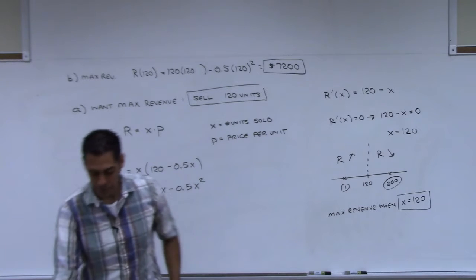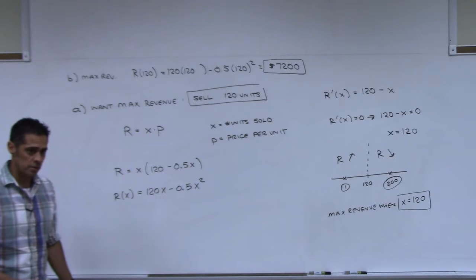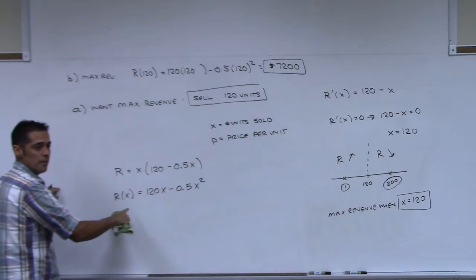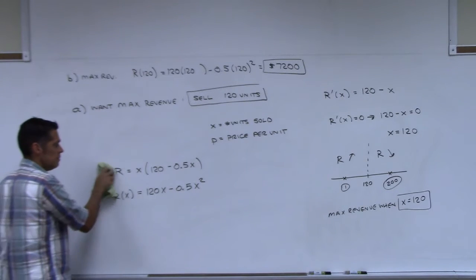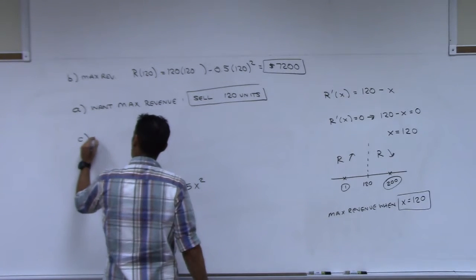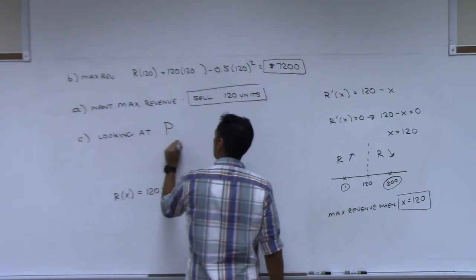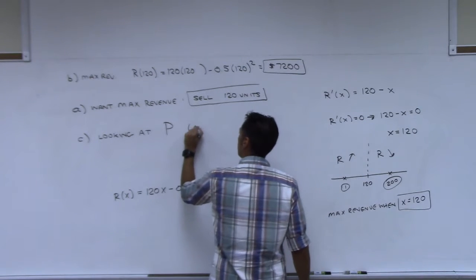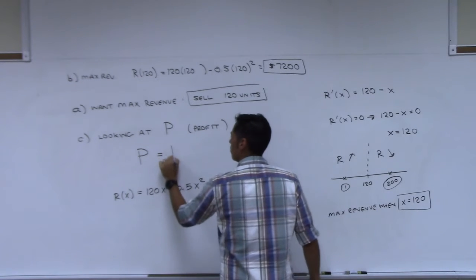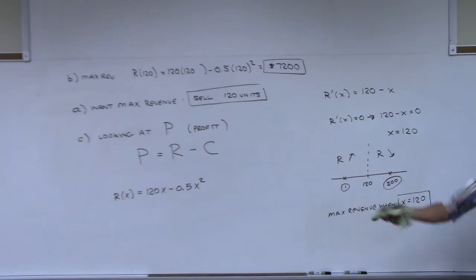Now what we need to do for part C is not look at the revenue function, look at the profit function. So you need to know the difference between the two. Now here's our revenue function, right? We're going to actually use this. So I'm going to keep it here. For part C, we're looking at the profit function, right? And what is the definition of profit? Profit is equal to revenue minus cost. Money coming in minus the cost of running your business.